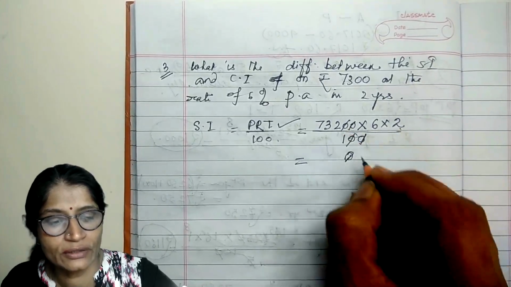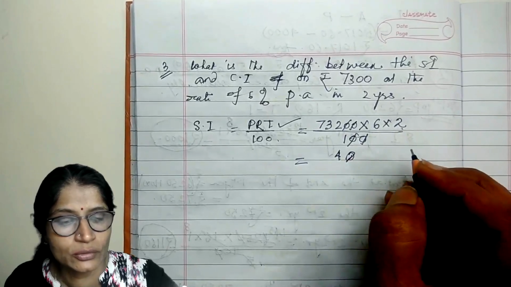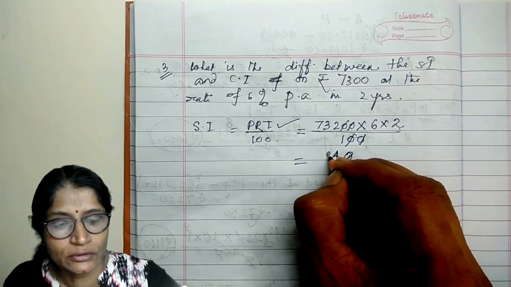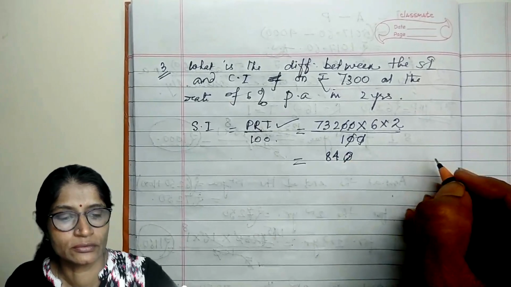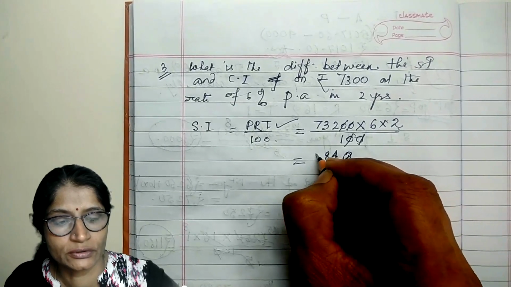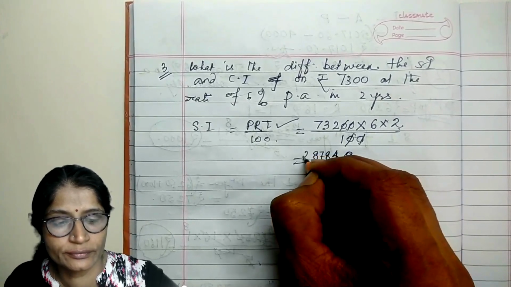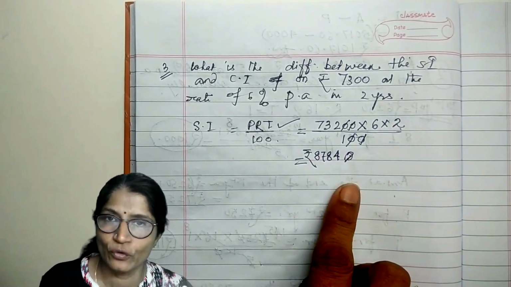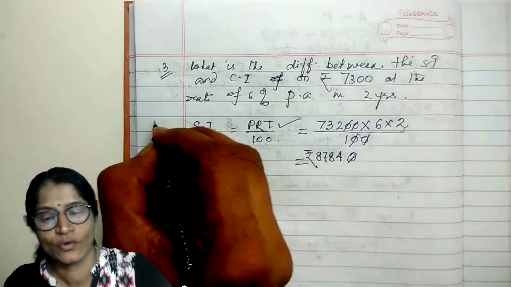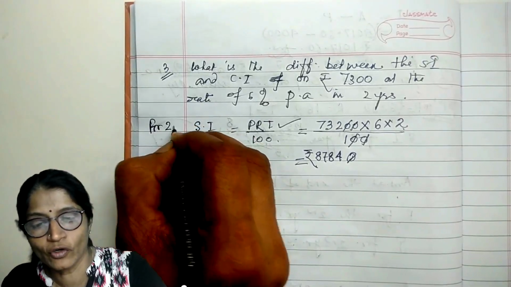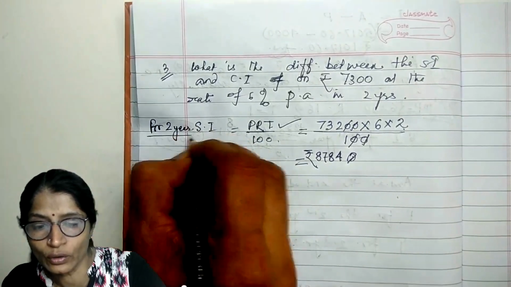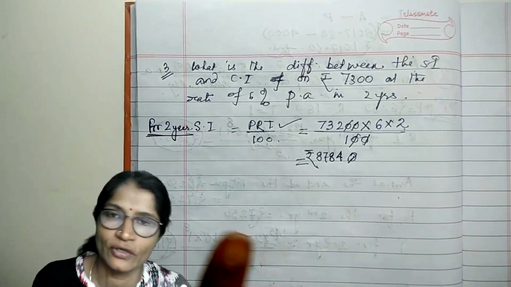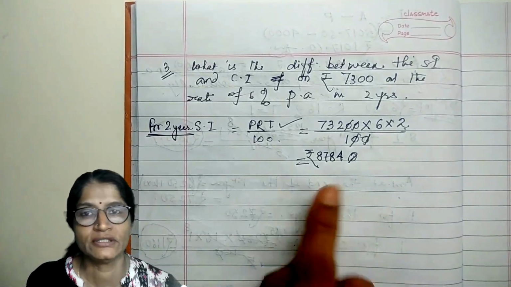Sorry, 6 twos are 12, 12 twos are 24. So this 8784 is the simple interest for 2 years. It is for total 2 years, not for the second year. It is for 2 years. The simple interest is this.